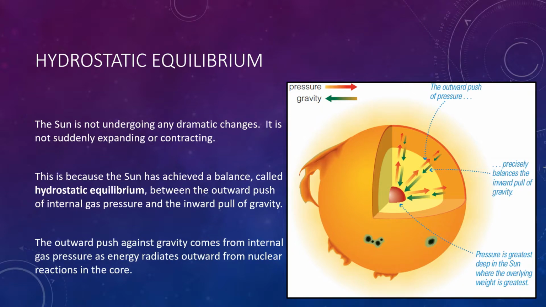Gravitational equilibrium works much the same way in the Sun, except the outward push against gravity comes from, again, that internal gas pressure rather than the people's arms. The Sun's internal pressure precisely balances gravity at every point within, thereby keeping the Sun stable in size.